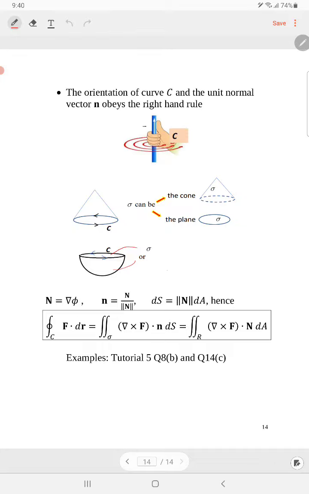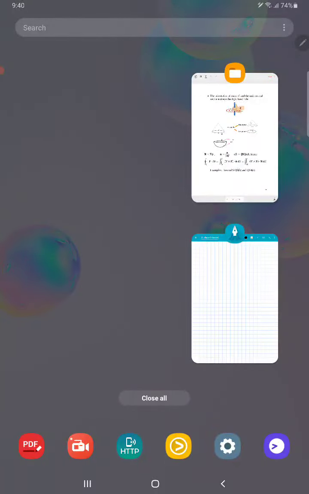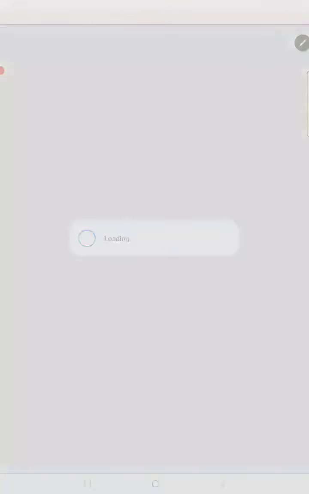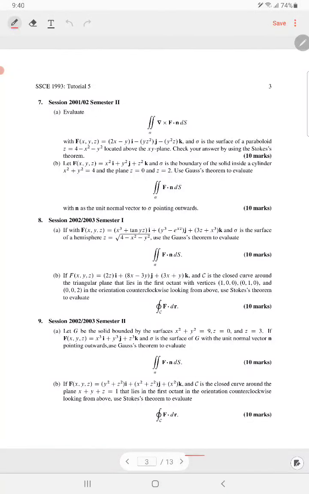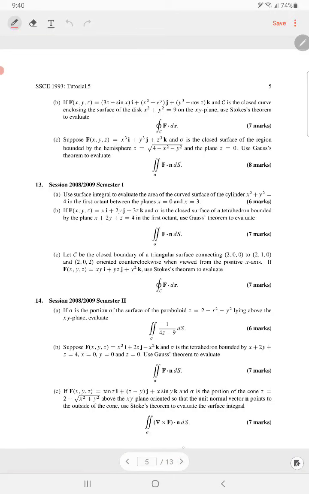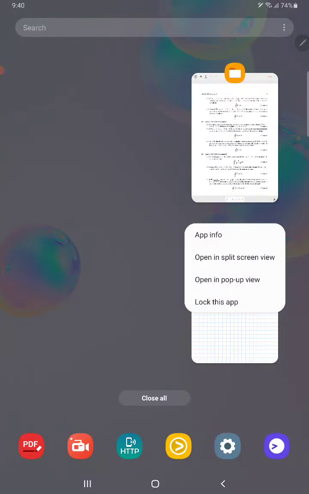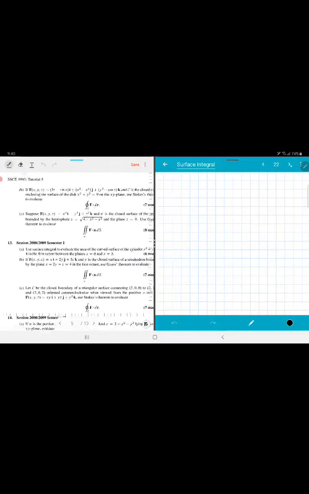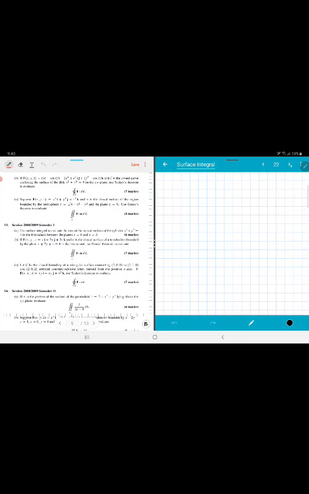As an example, let's look at tutorial 5, number 13C. We are asked to evaluate the integral of F dot dr by using Stoke's theorem. So it says use Stoke's theorem to evaluate the line integral.